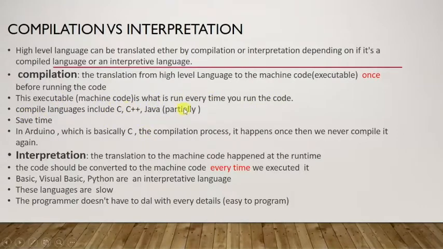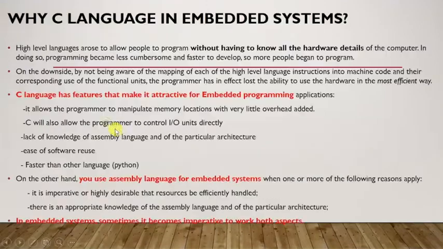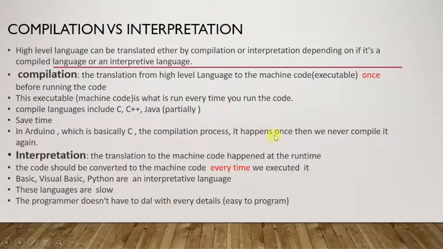C++ and partially Java are compiled programming languages. In Arduino, which is basically C, you use the Arduino language, but it's based on C++. So we will use the compilation process. We compile once, then we never compile it again, unless we change the program or we find an error and want to fix it, in which case you have to compile it again. But when it works, you don't have to compile it again, you can only run it every time you want to use it.